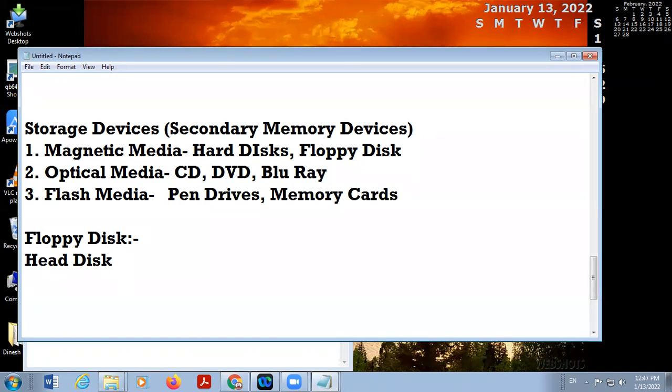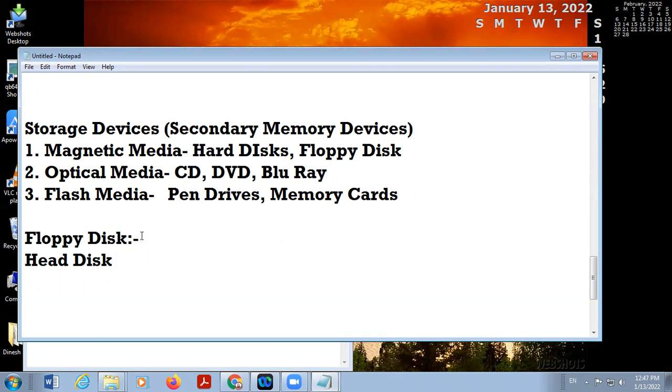But sometimes we use an external hard disk that we can carry from one side to another. Moreover, at present, in place of magnetic media, we are now using flash media in hard disks, the SSD hard disk. An SSD is just like a pen drive.